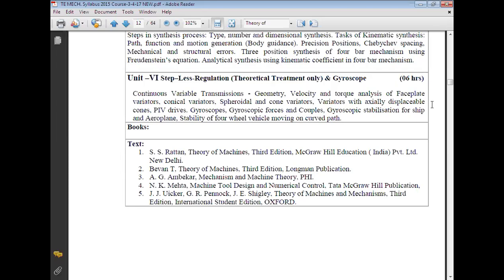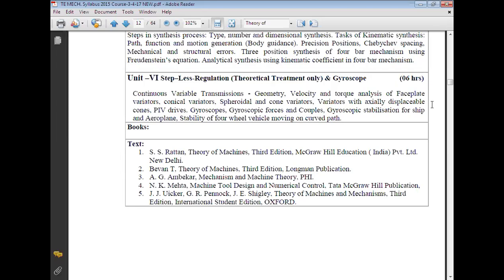Next, the most important part of this unit is gyroscope. For sure, there will be a numerical based on this particular subsection, because in the upper part, the stepless regulation theoretical question will be there, and over here we are going to have the numerical part. Very rarely will you get any theoretical question in the gyroscope, rarely.